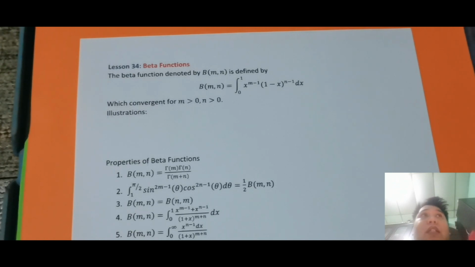So, may idea ka na sa gamma function, paano yung mga techniques o yung mga possible nating way para gamitin siya. Ito naman tayo, dito tayo sa beta function. So, this lesson is all about the beta function. So, what is a beta function?